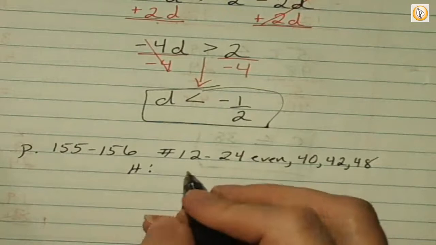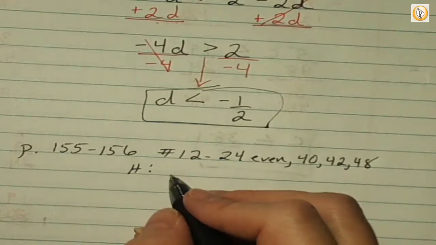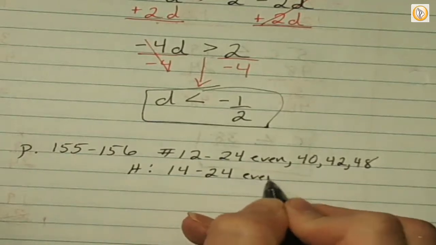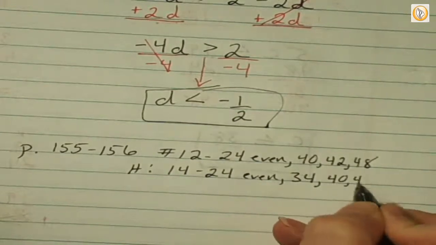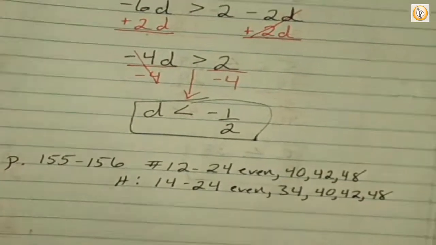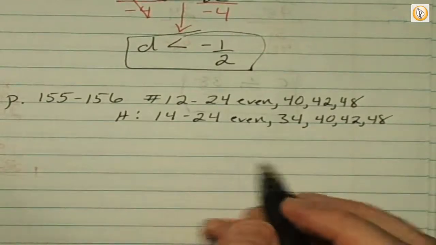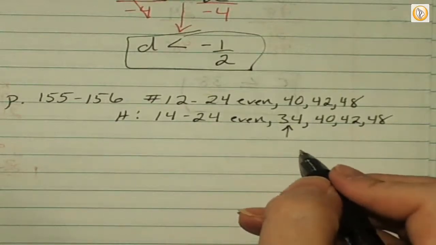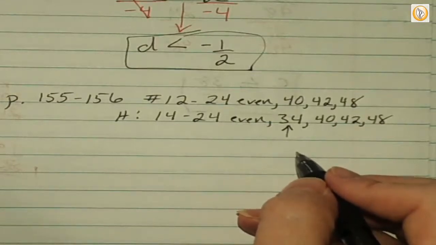Honors. Let's see if I can challenge you. 14 to 24 even, 34, 40, 42, and 48. Just FYI, honors, notice it's a negated sign there. You know what I would do first? Change it to the regular thing. That's what I would do first.